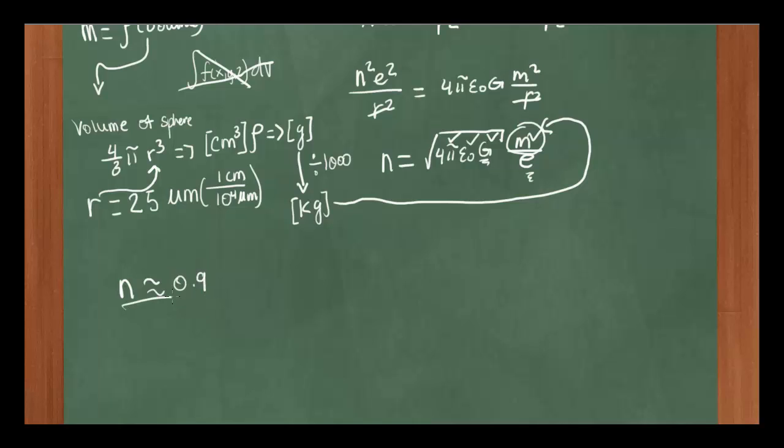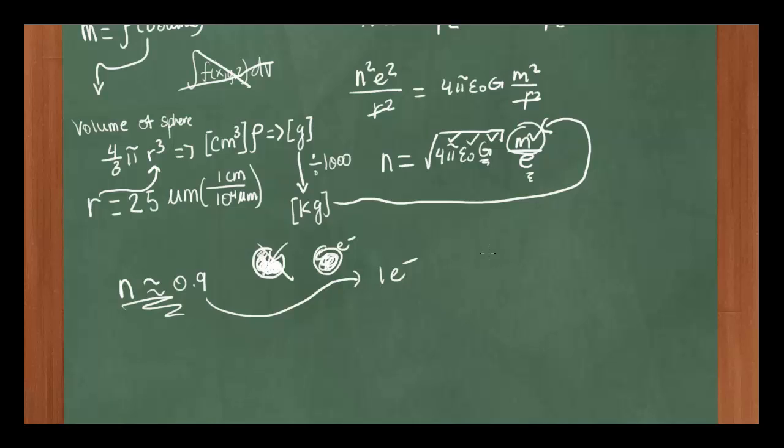This can be interpreted literally as I need at least 0.9 electrons to cancel out the gravitational attractive force. But we know that electrons do not exist as 0.9 of a whole electron. They exist like this, not like this, they exist as a whole electron. So pretty much you just need at least one electron to cancel out the gravitational force.